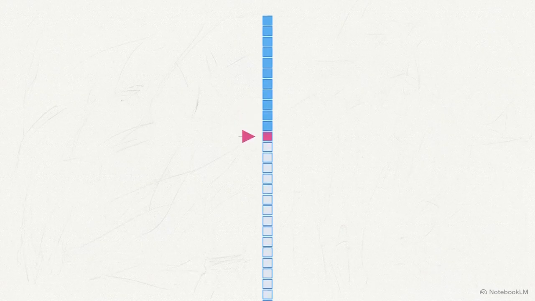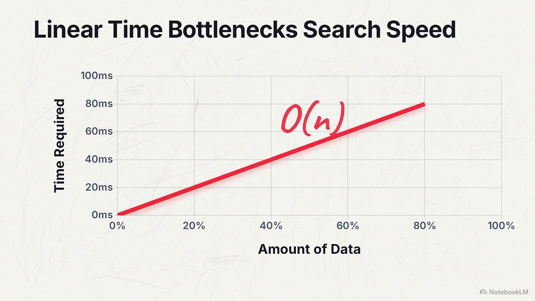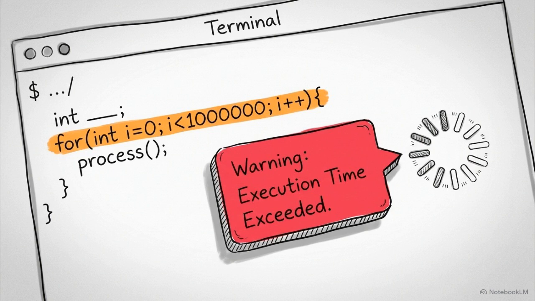In a worst-case scenario, where your item is at the very end, the system must scan every preceding element before confirming the match. This is O(n), a state where the time required for a search grows in direct equal proportion to the amount of data you store. Relying on O(n) searches for large-scale tasks builds a computational delay into the core of your software.